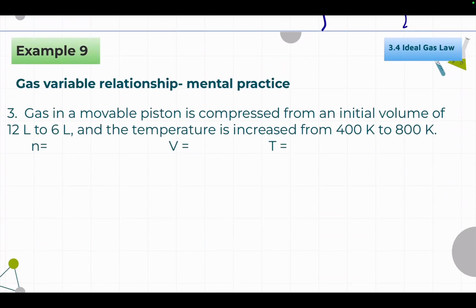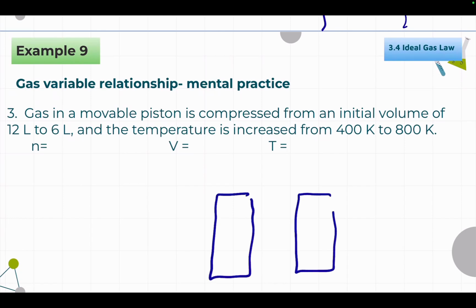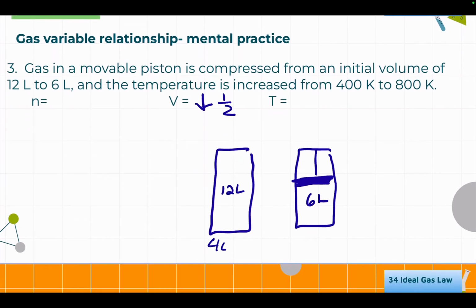Last scenario, we have gas in a movable piston. So we have a piston, and we're going from an initial volume of 12 liters, and then we push down, and now we have a volume of 6 liters. So you can see that our volume decreases by 1/2. In the question, they also say it went from 400 Kelvin to 800 Kelvin.